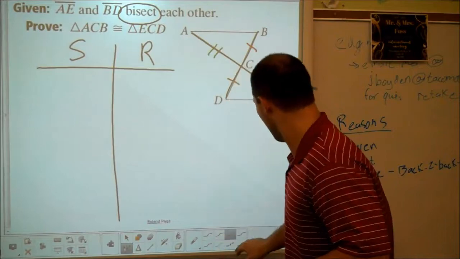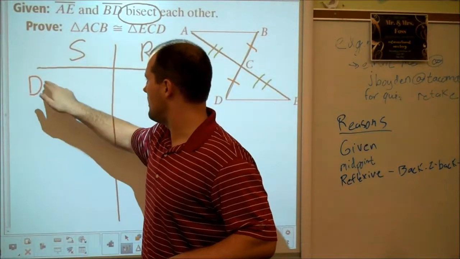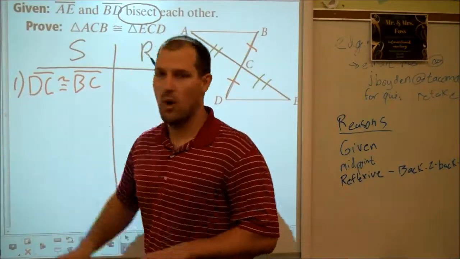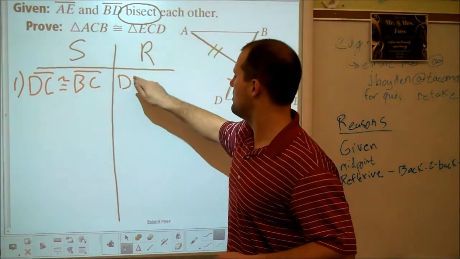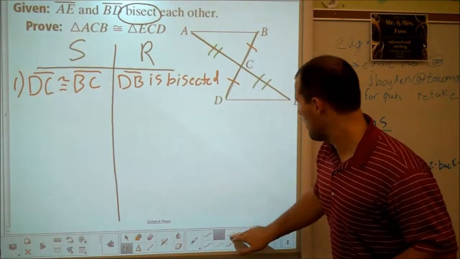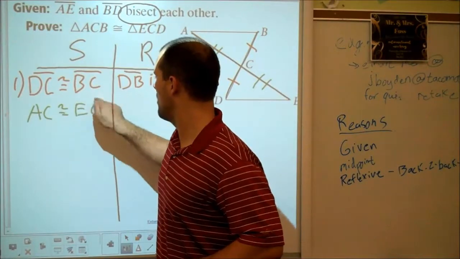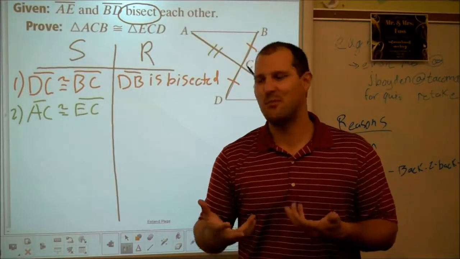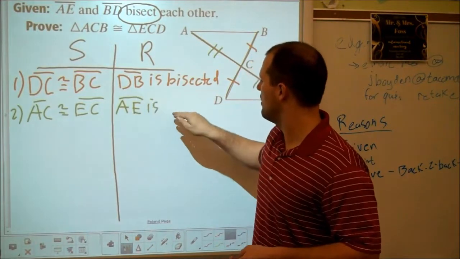Let's try to write it in the table and see what it looks like. Okay, we'll color code in red. This is DC and that's BC. So I'm going to say DC congruent to BC. Make them segments. Why? Because DB is bisected. So segment DB is bisected. Okay, let's go to the other one. AC congruent to EC. And how do we know that? Because the whole thing got chopped in half. That's why we have two equal pieces. So I'm going to say AE is bisected.